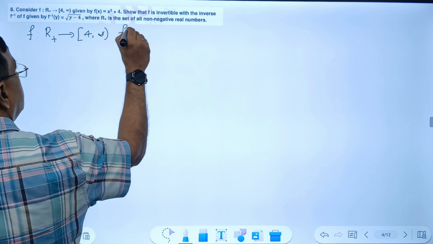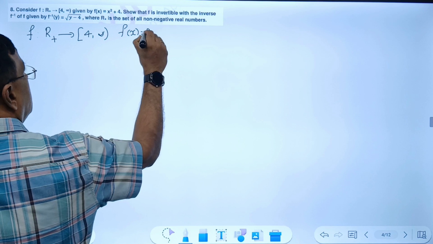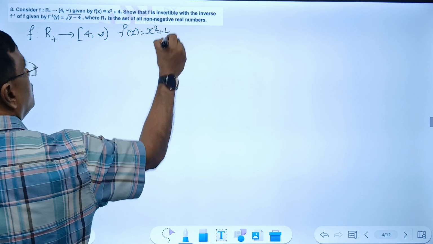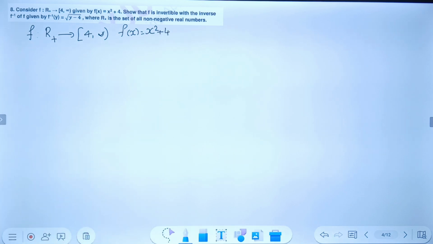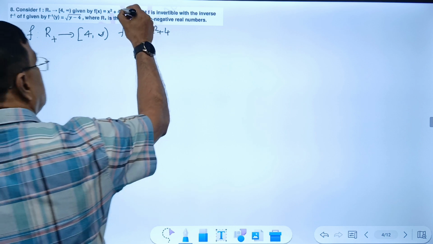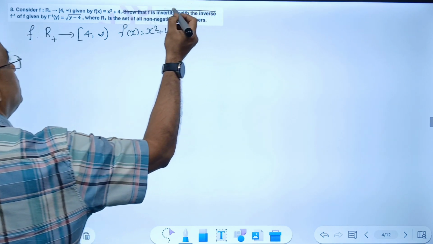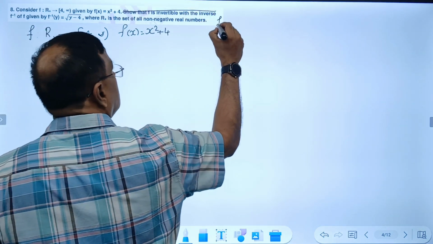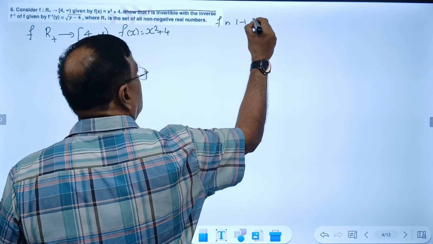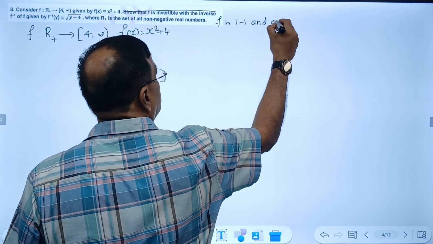And how is it defined? It is defined as x square plus 4. Show that f is invertible. Invertible, this is all not there for us, okay? So all that I need to do is check whether f is 1 to 1 and onto. Change the question to 1 to 1 and onto.